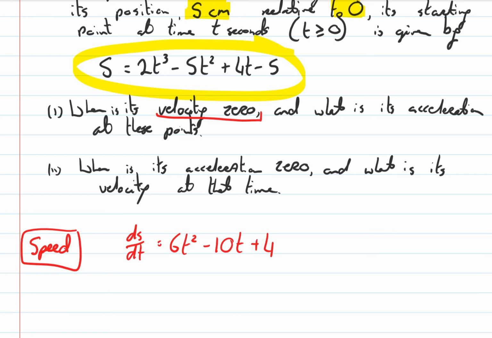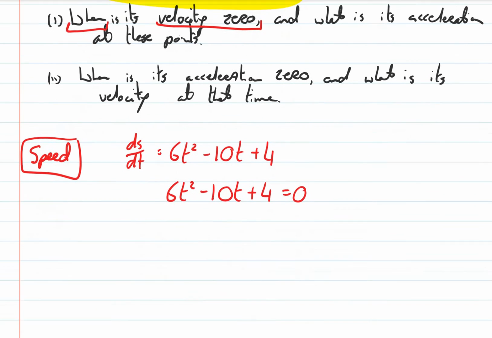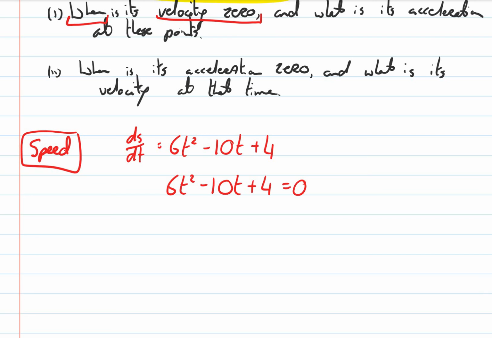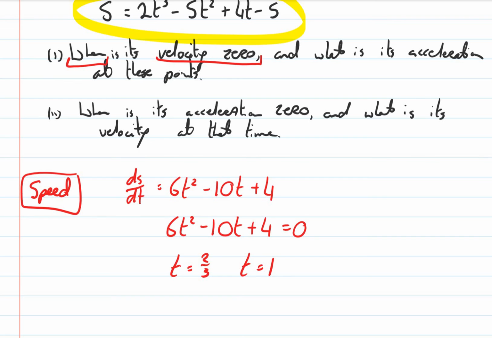And we're looking for when. So we're looking for a time. So when is its velocity 0 or when is its speed 0? So we're looking for the time, so it'll be 6t squared minus 10t plus 4, and we have to let it equal 0. And we'll work back and try to find t. And using your guide number or the minus b formula or factorizing, you will get t equals 2/3 and t equals 1. So when is its velocity 0? Well, after 2/3 seconds and after 1 second.